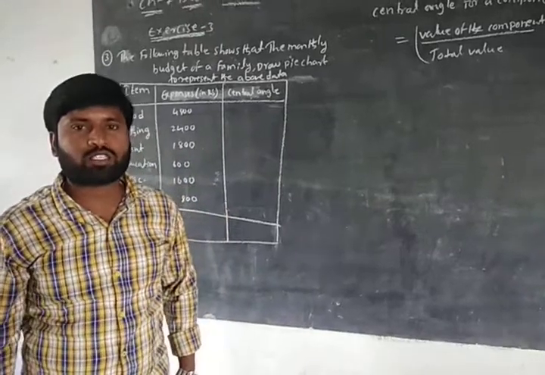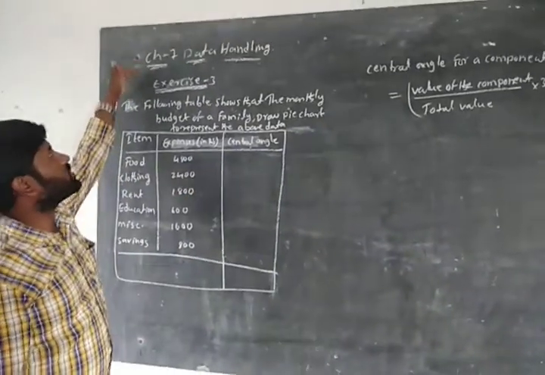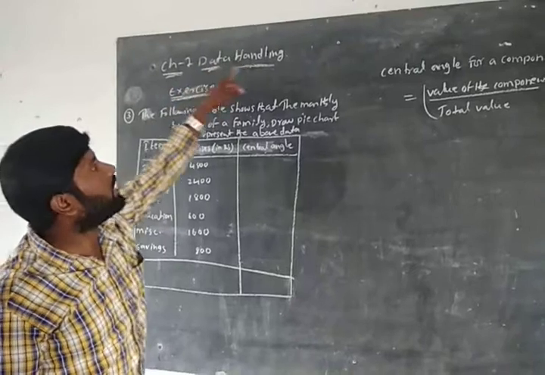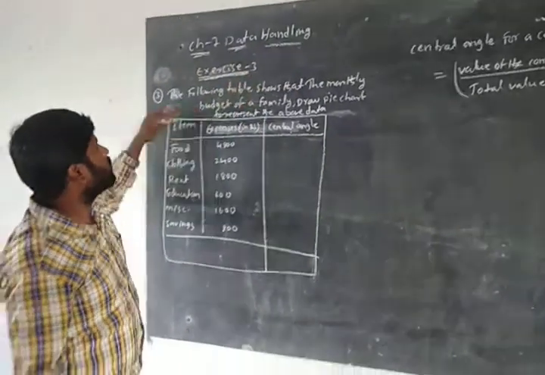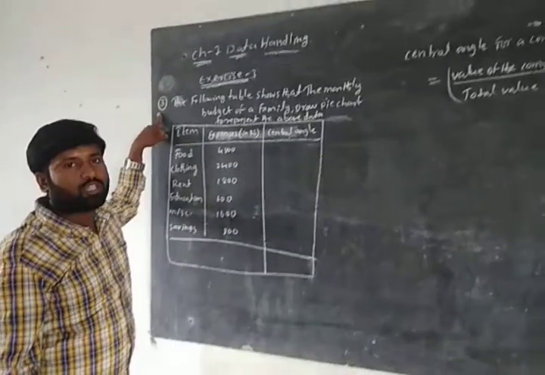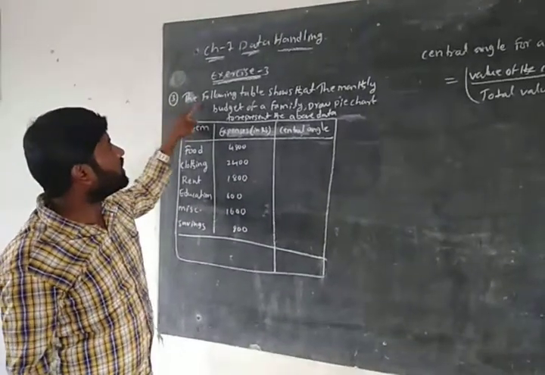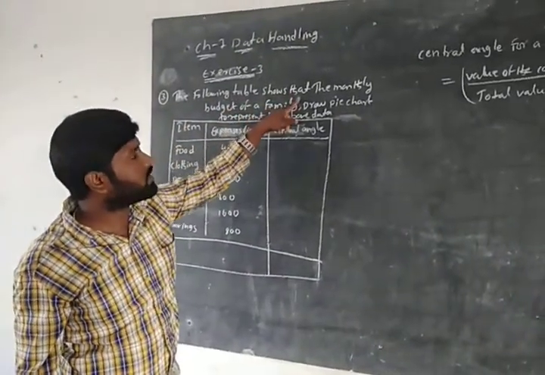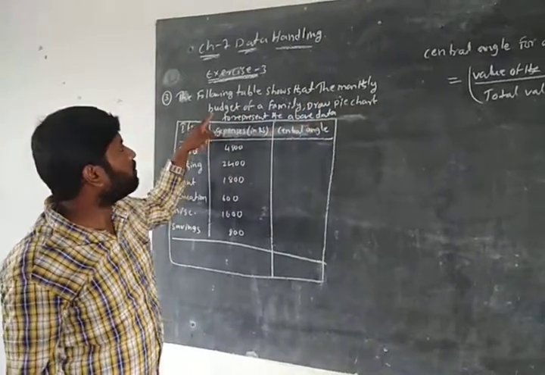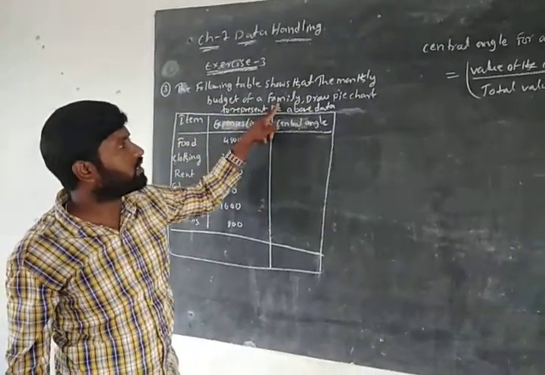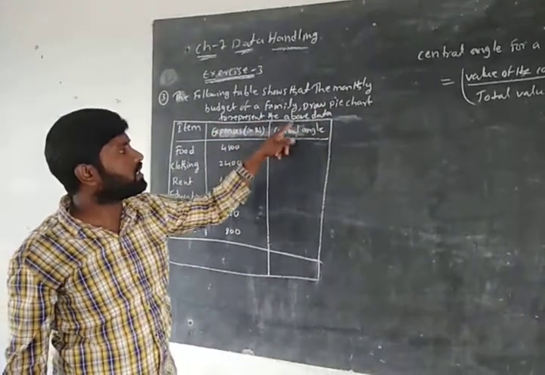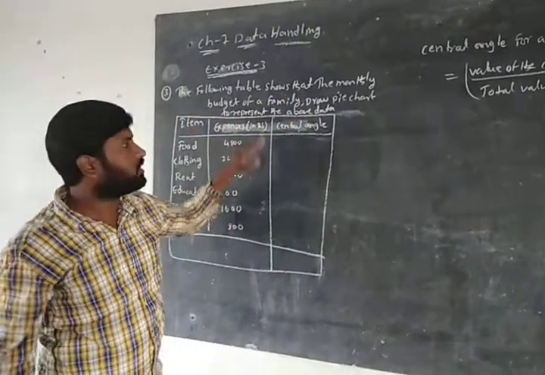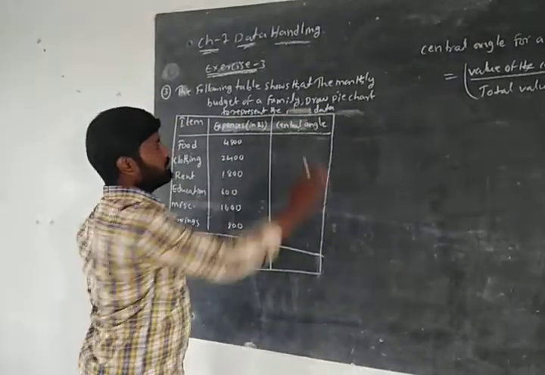Today we are going to discuss chapter 7, Data Handling. In Exercise 3, question number 3. The question is given here: the following table shows the monthly budget of a family. Draw a pie chart to represent the data.